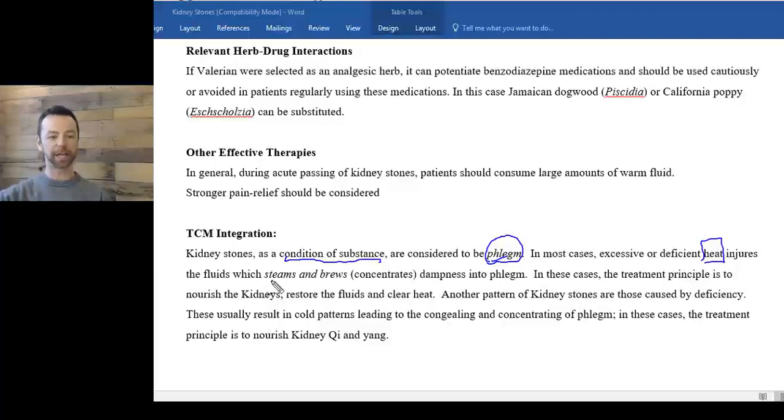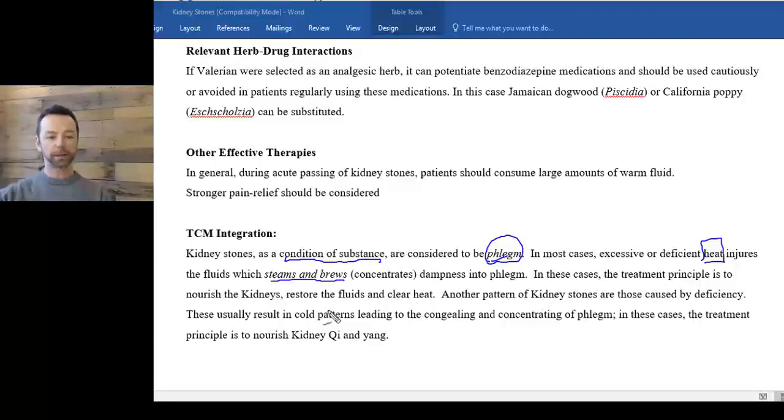I liked this phrase, steams and brews. We say the same thing with gallstones. Heat steams and brews fluids into phlegm. It's like reducing something on the stove top. And we see this with gallstones, we see this with kidney stones, we see this with blood stasis in general.